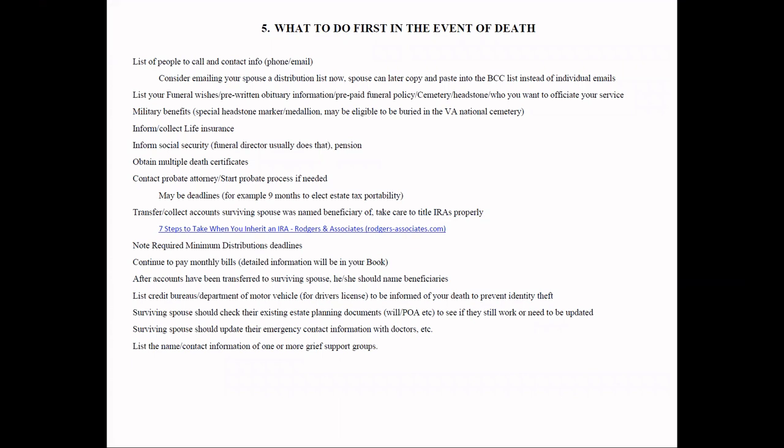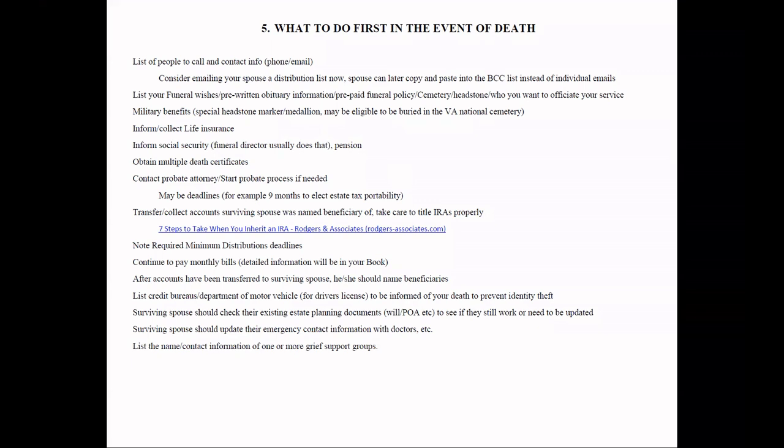Then the surviving spouse is going to want to check their existing estate plan documents. Sometimes they'll still be okay if you took care the first time to name all the contingent beneficiaries. Usually people put their spouse and one of their children as contingent for power of attorney and things like that. So that may be perfectly fine. You may not have to redo that, but you just want to check on that. And if you've left emergency contact information, for example, with doctors, you'd want to get that changed.